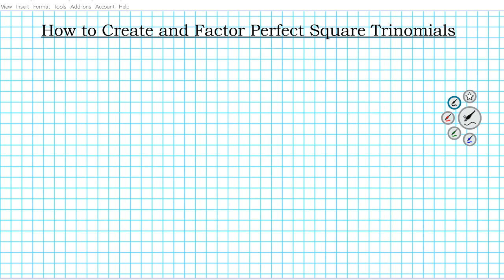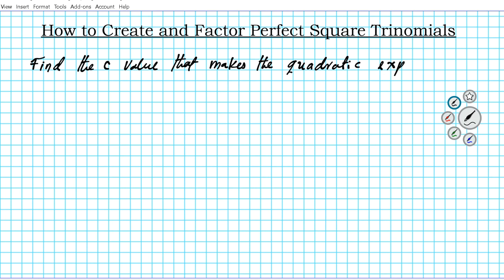Alright, the instructions for the problems that we're working on are as follows. We're to find the C value, the constant that makes the quadratic trinomial, the quadratic expression, a perfect square trinomial, and then factor the resulting expression.